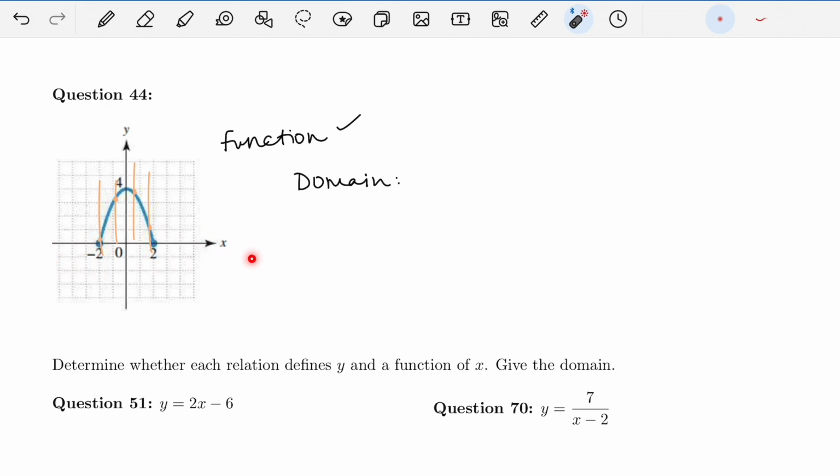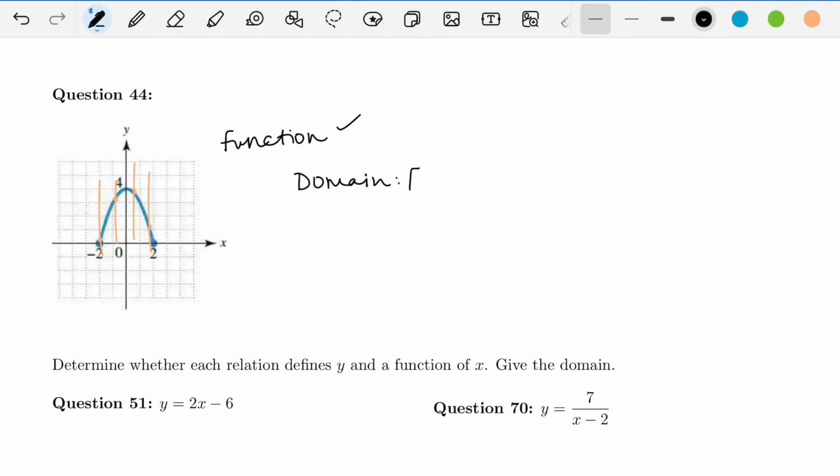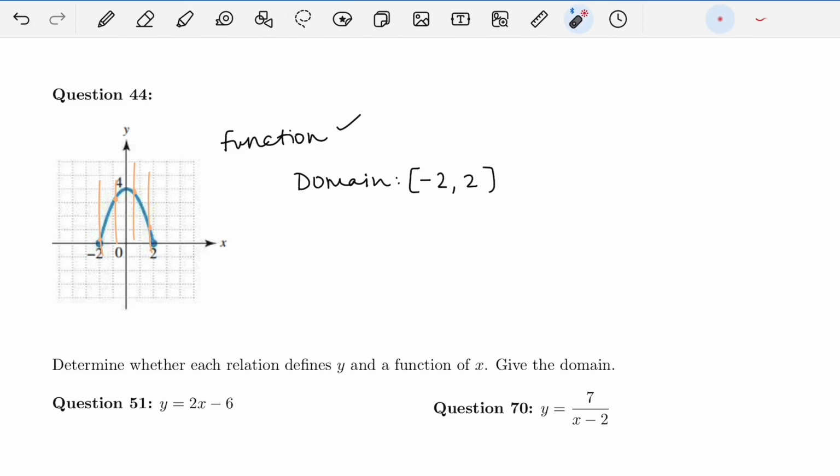So the domain is going to be all of the possible values that we see here. And notice this is just going to be from -2 to +2, and then everything in between it. So in interval notation, this is going to be -2 to +2, and including those values as well.